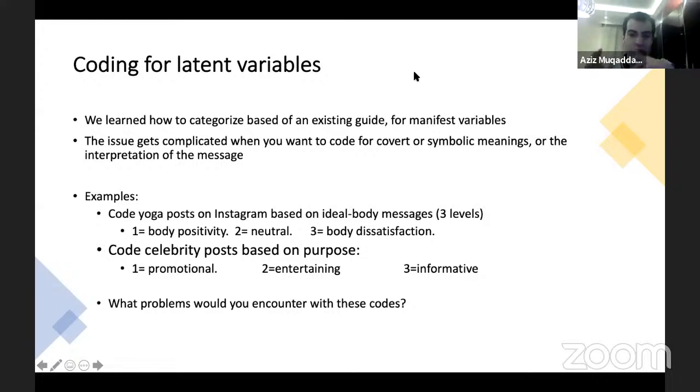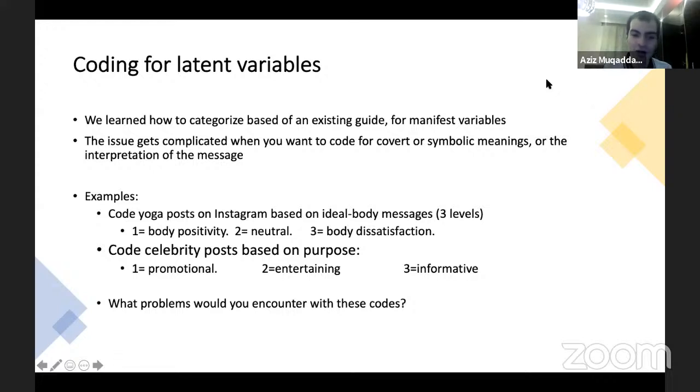Because again, those materials don't come up with a code book ready for you to apply. You look at them and then you try to figure out how you can come up with categories that could summarize the content you see, right? So here's some examples. Like if you want to code yoga posts on Instagram based on ideal body message, you can have 3 categories, right? Body positivity, neutral, body dissatisfaction, right?